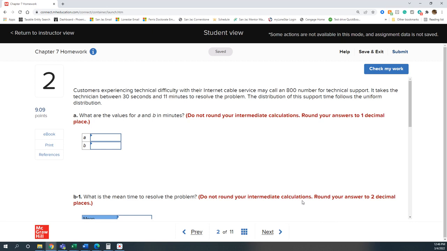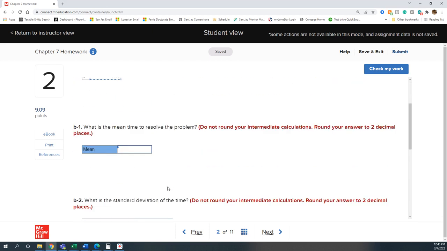Okay, and they want it to 1 decimal place. So 30 seconds is actually half a minute, and we have our max at 11 minutes. Okay, so we do have our A and B right there.